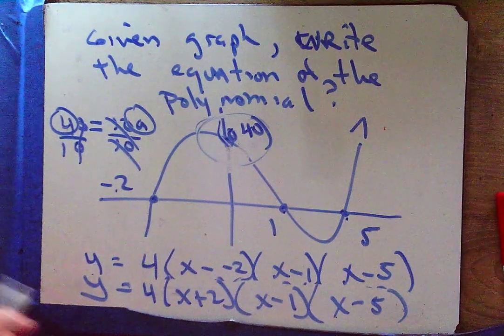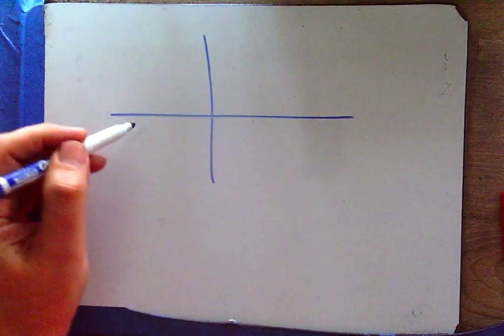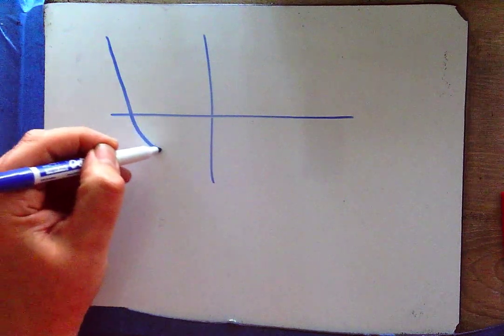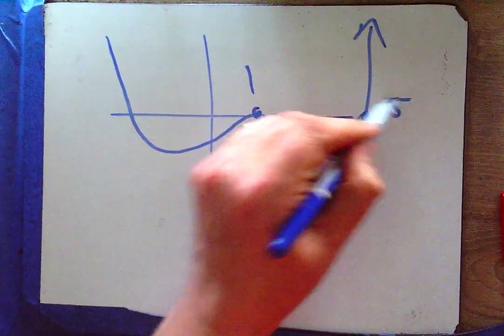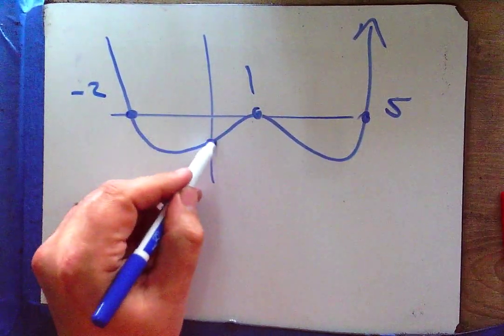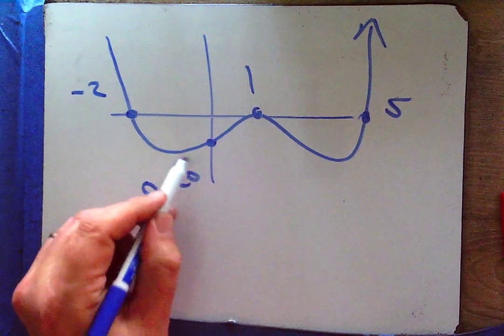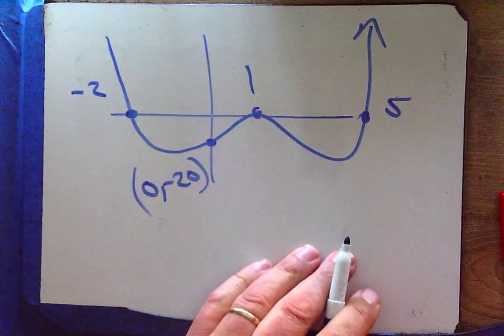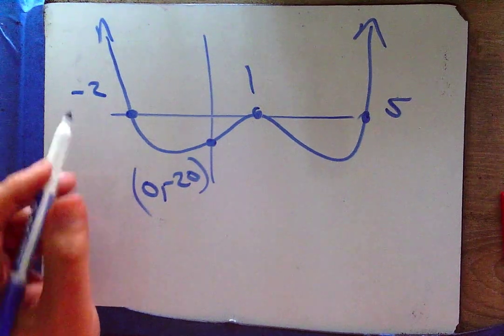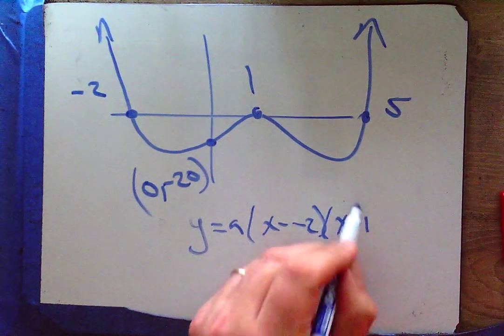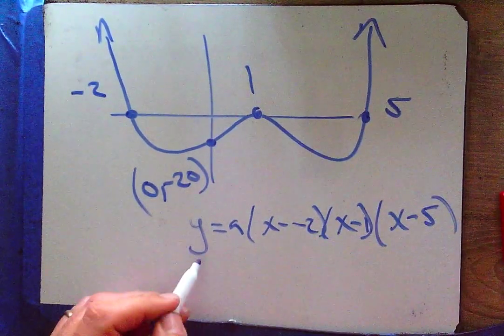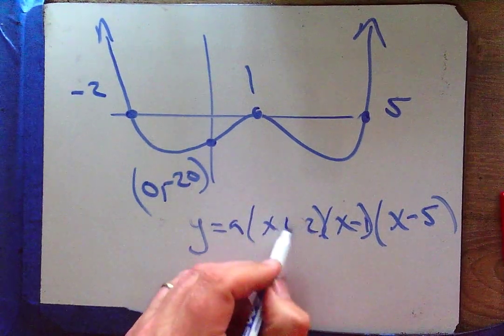There's my polynomial. Now, we also need to be able to take into consideration bounces and wiggles here. So if I have this graph, with x-intercepts at negative 2, 1, and 5, and a y-intercept at 0, negative 20. Okay, so can we write the polynomial here? Well, y equals a, x minus negative 2, x minus 1, x minus 5, and if I tidy that up, that's x plus 2.